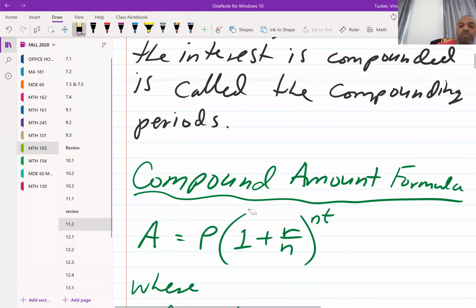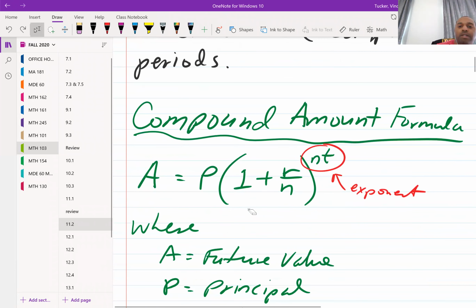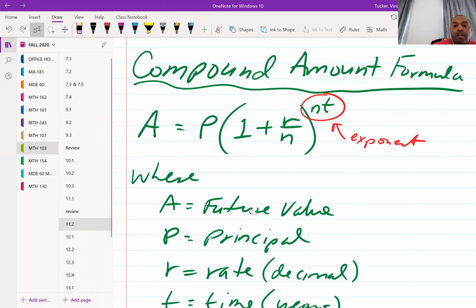Let's scroll up. All right, so the compound amount formula. All your variables represent the same thing they did last section. We have a new variable n that we're going to talk about in a second. We have A equal to P times 1 plus r over n, raised to the n times t power. So that n times t is an exponent. That's why I say it'd be good to have a calculator, because when we start raising things to an exponent, it may be a little problematic if you're trying to do this by hand or in your mind.